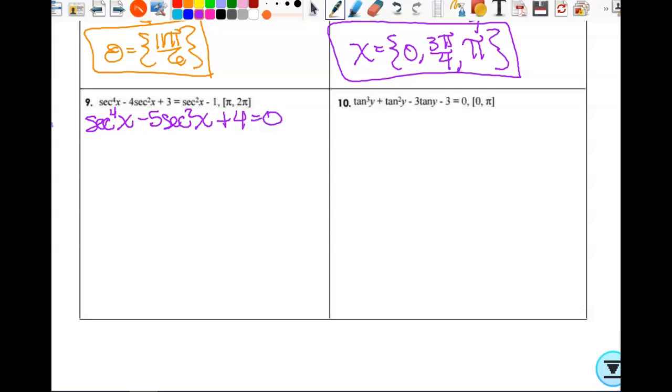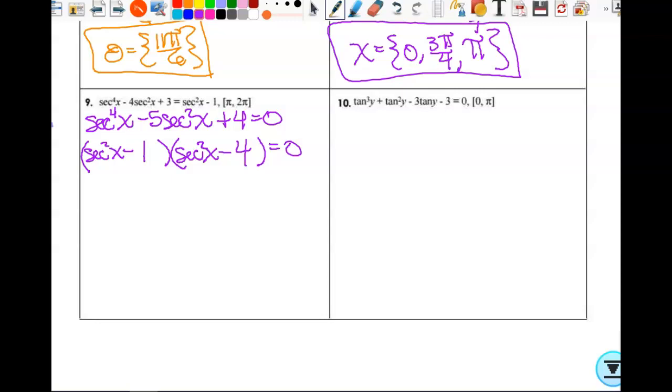So this is a quartic, but a is 1, and it's set up like a quadratic, so I can factor that. We factored it with x's. We can factor it with trig. So I'm going to set up my little parentheses here. Since this is secant to the 4th, these are going to be secant squared x and secant squared x. This is positive, so the signs are the same. This is negative, so they're both negative. Two numbers that multiply to give me 4, combine to give me a negative 5: a negative 1 and a negative 4.